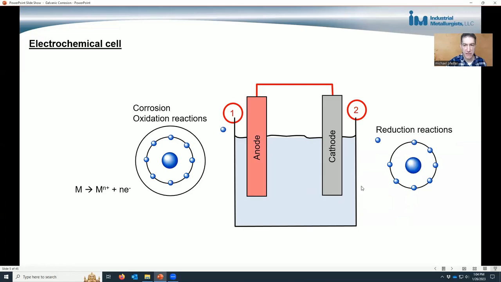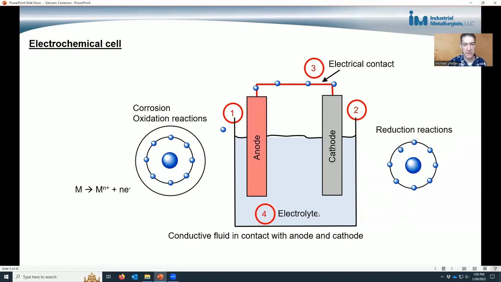The second part is the cathode. The cathode is where the reduction reactions occur. And it can either occur on a separate piece of metal or on the same metal as the metal that's corroding. The third part is electrical contact between the anode and cathode. And this electrical contact allows electrons to flow from the anode to the cathode. And finally, there has to be an electrolyte, that is a conductive fluid that's in contact with both the anode and the cathode. If we eliminate any one of these parts of the cell, there will not be galvanic corrosion. No, excuse me, there will not be corrosion at all.